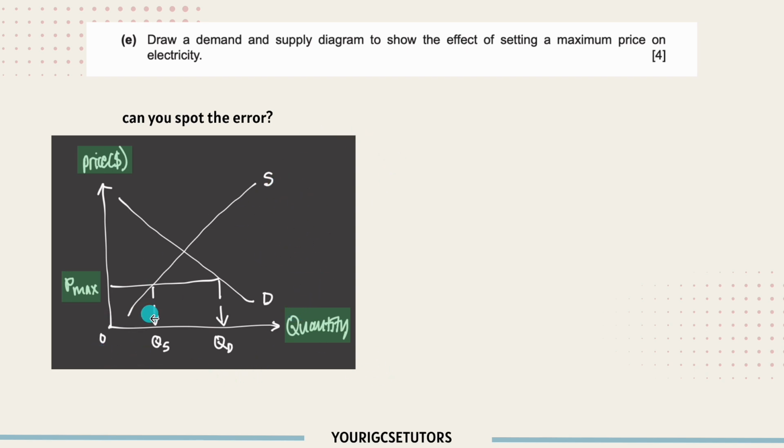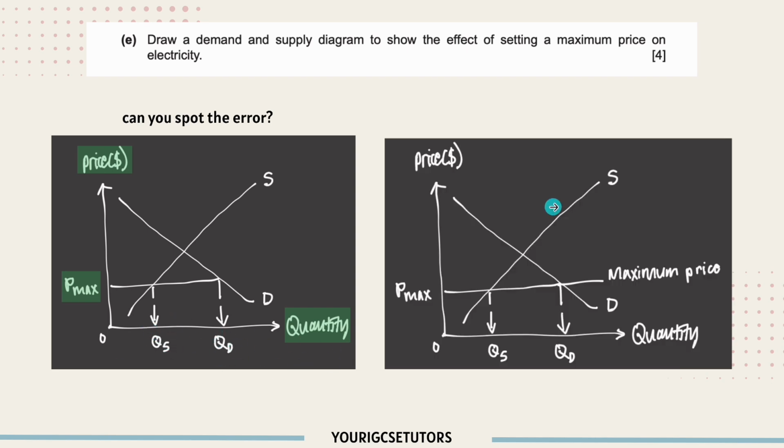And then there's the maximum price, P max. This is also drawn correctly with the quantities labeled as well. So it's pretty good. But the problem is that they didn't label the maximum price on the price line.